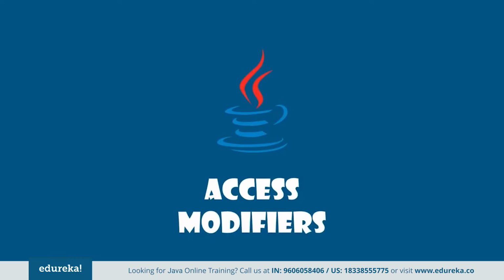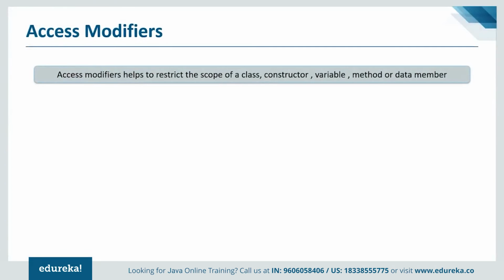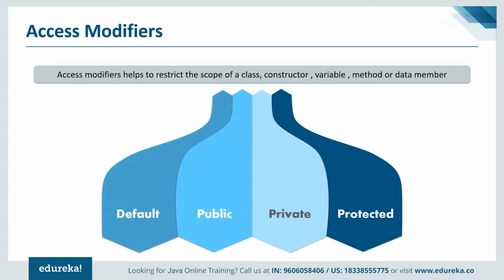Now, when I'm talking about these modifiers which are used with respect to functions, guys, there are 4 different types of access modifiers. These modifiers are going to restrict the scope. It's basically limiting the access, till where it is accessible, right? They can be applied on a class, on a constructor, on a variable, on a method, or on a data member. Data member means an attribute or field of an object. So we have default, public, private, and protected as 4 different access modifiers.